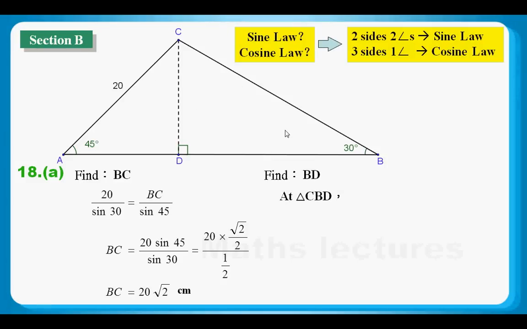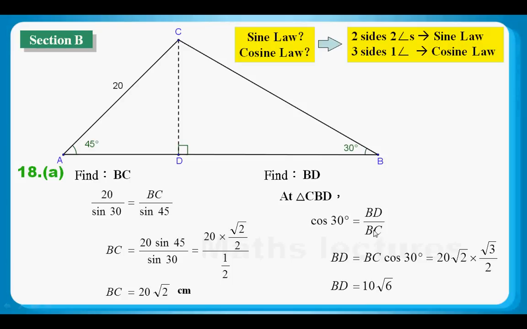So look at triangle CBD. Because we have already got BC, finding BD is not difficult anymore. We just use a simple trigonometric ratio. Sine 30 degrees equals BD over BC. As we know, BC is 20 times root 2, so we have BD equals 10 times root 6.